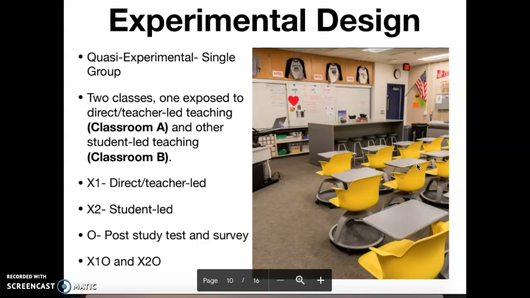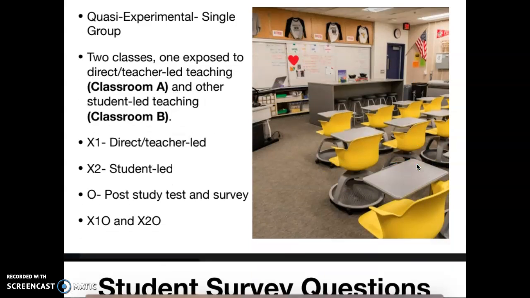So the experimental design was quasi-experimental, single group. Obviously, like I mentioned before, it was classroom A and classroom B. The X1 was the teacher-led. X2 was a more student-led, student-centered, etc.